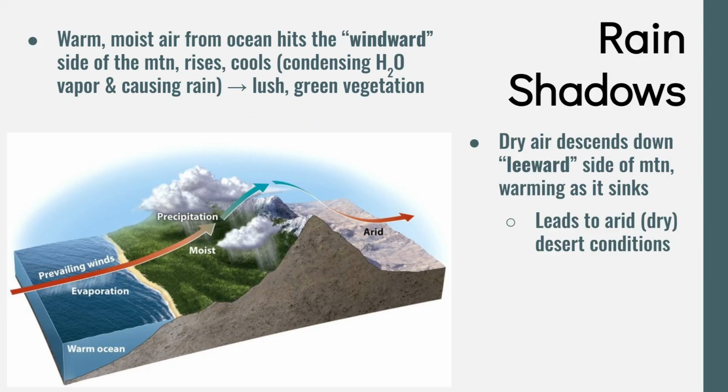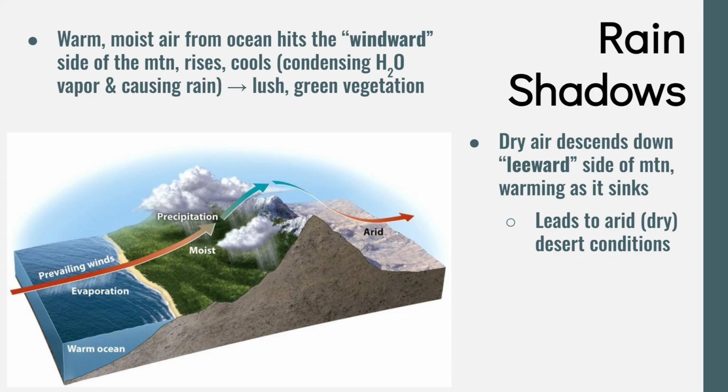Now we'll talk about the effect that mountains can have on nearby weather patterns. The rain shadow effect is especially prominent when mountains are found near the coast, but can happen with any range of mountains. We can see in this diagram that the wind blowing in off the ocean is especially warm and moist because it has a lot of water vapor in it that is picked up from the ocean. That is going to lead to this windward side of the mountain, or the side that is facing the ocean, to receive a lot of rainfall.